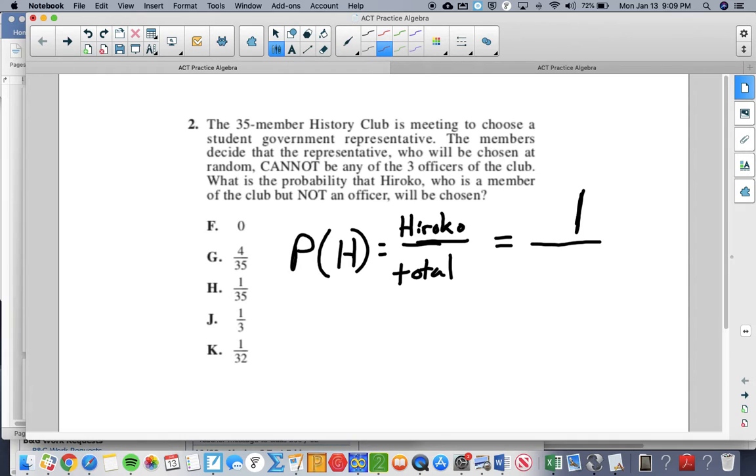It's not 35 because they're not going to include or even try to choose the 3 officers. They are removed from the list of names that can be chosen. So that means that there's 32 other people that can be chosen. Hiroko is one of them. So the probability that it's Hiroko is 1 out of 32. So that's option K, right there.